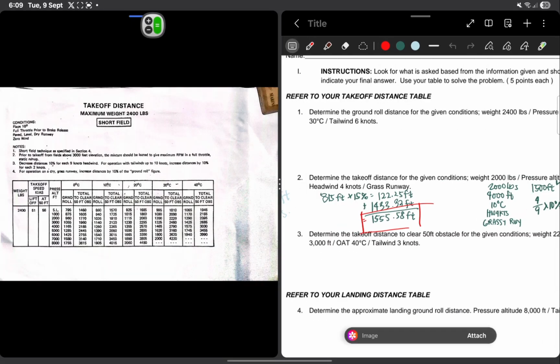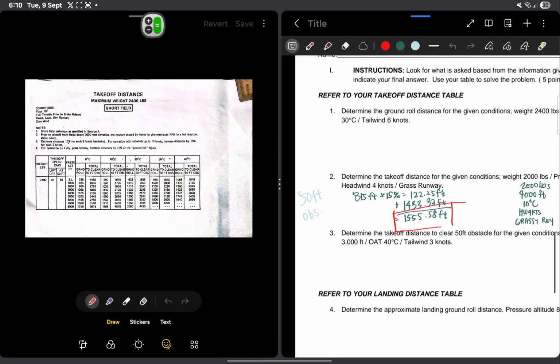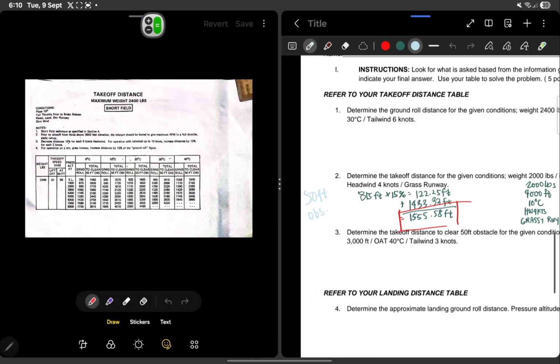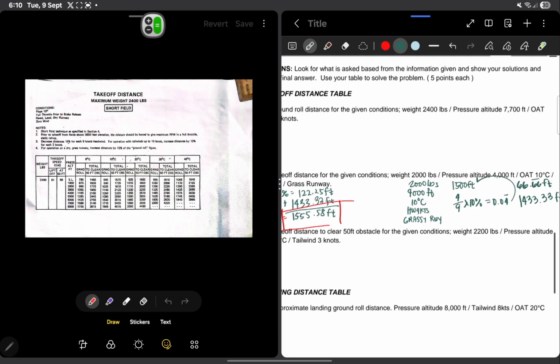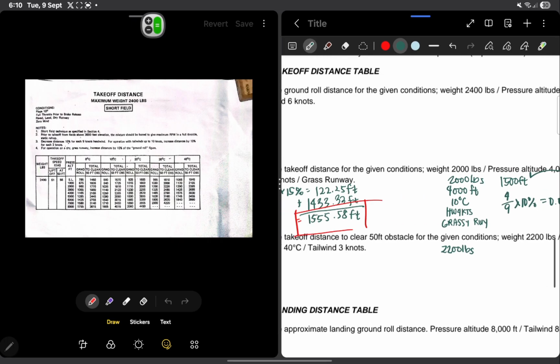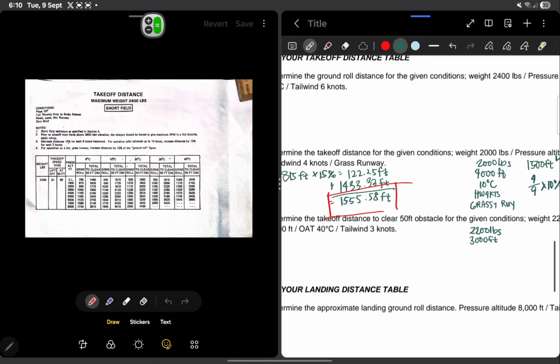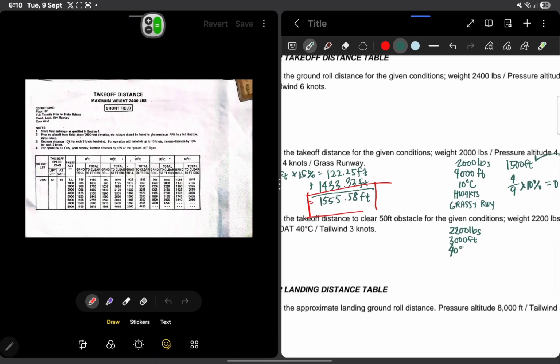Moving on, next we have number 3. We need to determine the distance to clear 50 feet obstacle, right? So it's another 50 feet obstacle. For the given conditions, let's write down our conditions, which is 2,200 pounds, a pressure altitude of 3,000 feet, outside air temperature of 40 degrees Celsius, and a tailwind of 3 knots.